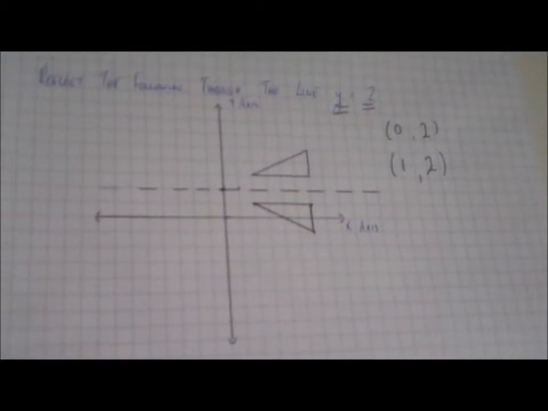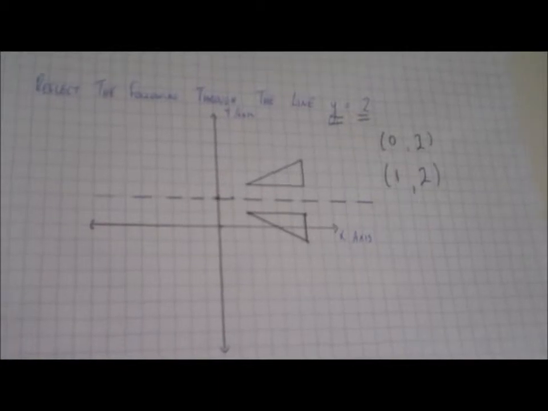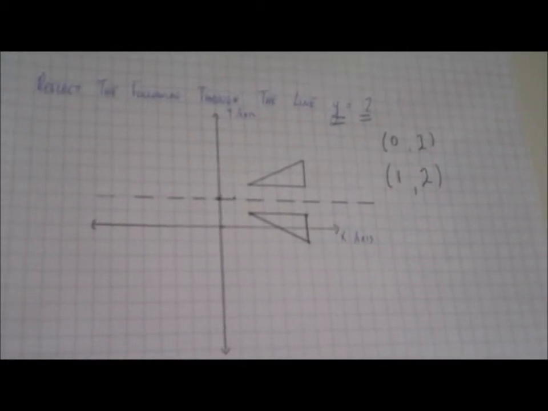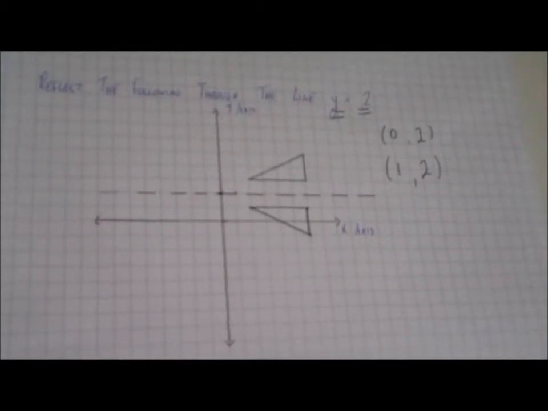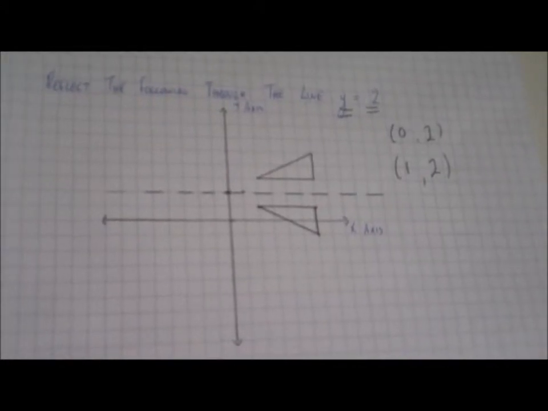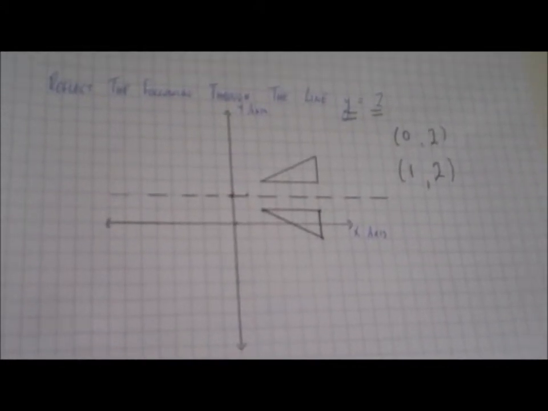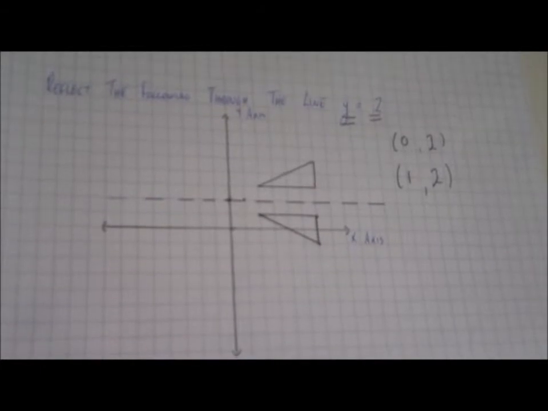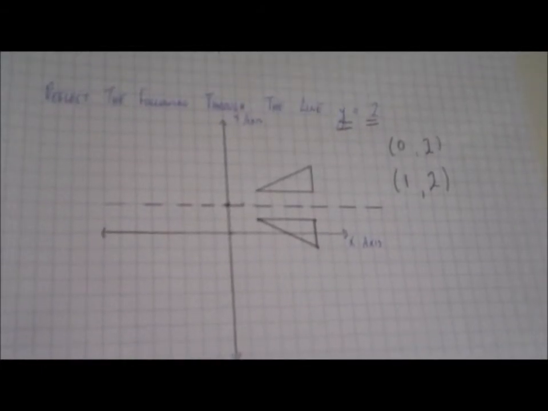So the main points to remember are in these questions: create your 2 coordinates. You will either make the x's the same or the y's the same depending on what the line tells you. Create the coordinates, plot it, draw your new dotted reflection line, and you reflect through that dotted line rather than the x or the y axes.